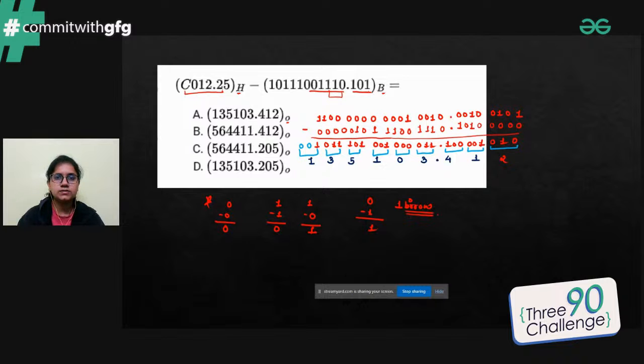Like this is 0, 1. So what is the result of 0, 1? It is 1 and the borrow 1 here. Again we will take the borrow and solve it similarly. So this is point to point subtraction we have to do. This is 0, 0. This is 1, 1. So the answer is 0. So this is how you have to perform the subtraction.